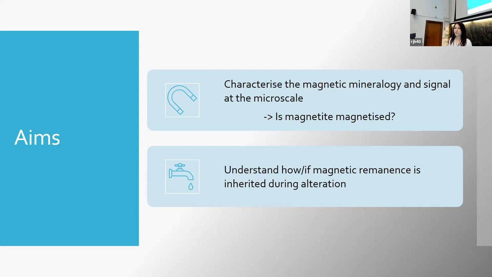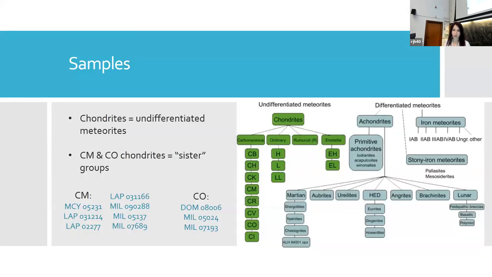As I said, I won't really get into that today, but that is why I'm presenting the results within the framework of alteration. But first, a little bit of context. So chondrites are undifferentiated meteorites. In particular, we will be looking at two groups, the CM and COs. Those two. They are considered sister groups, which means that they may be related mineralogically.